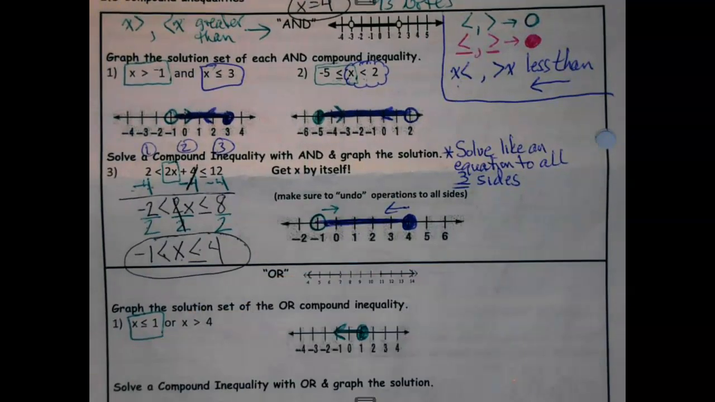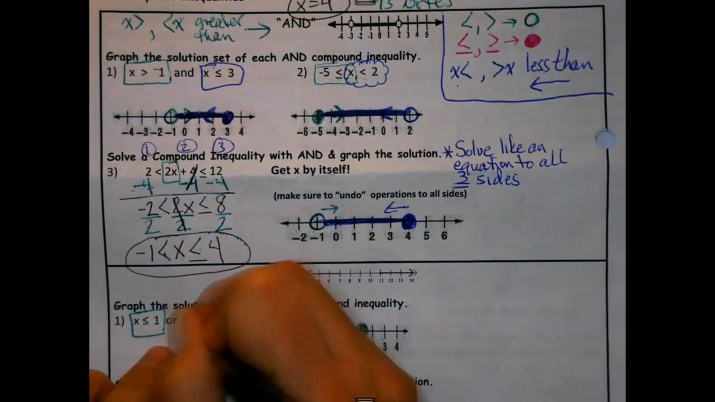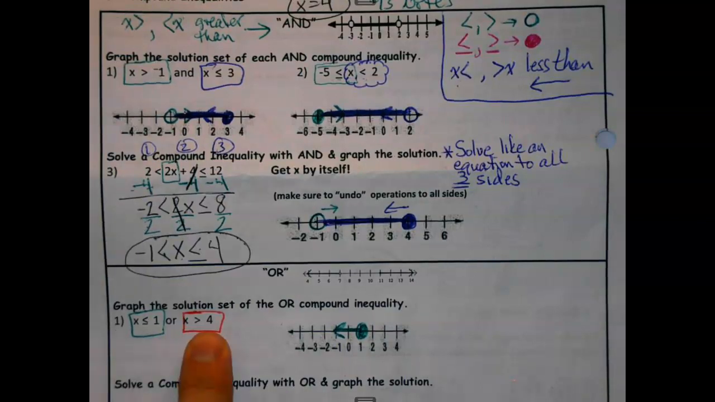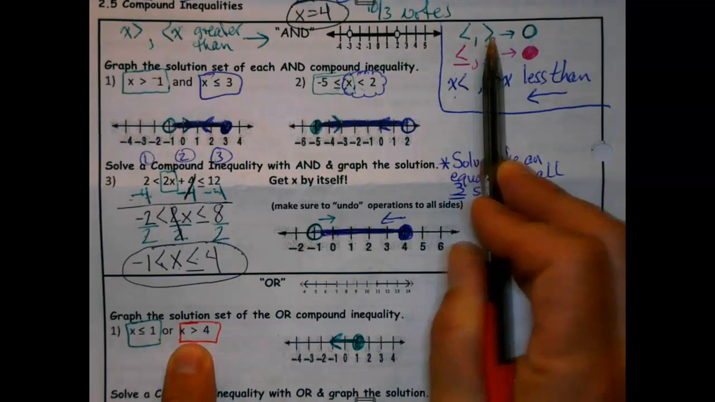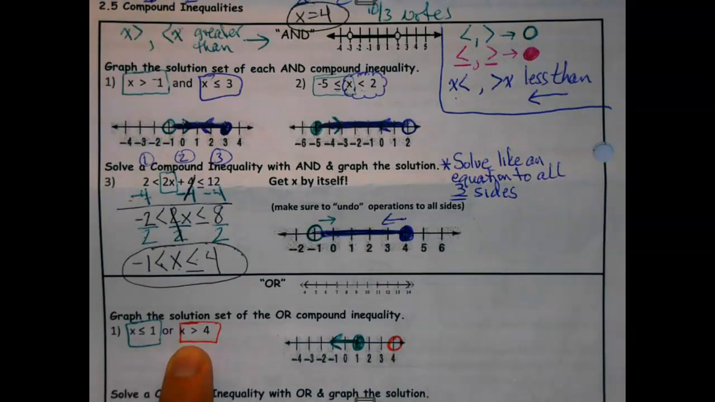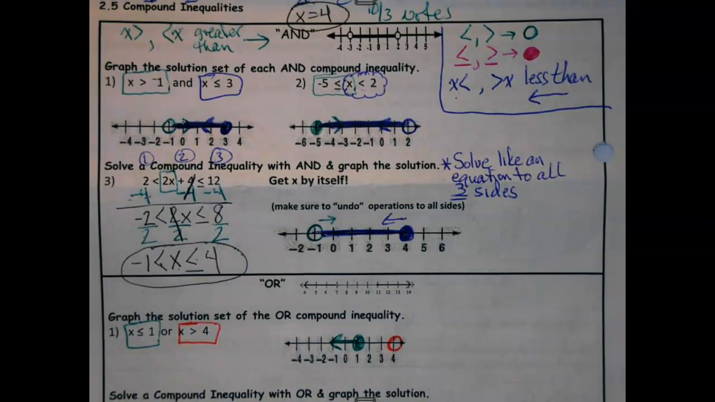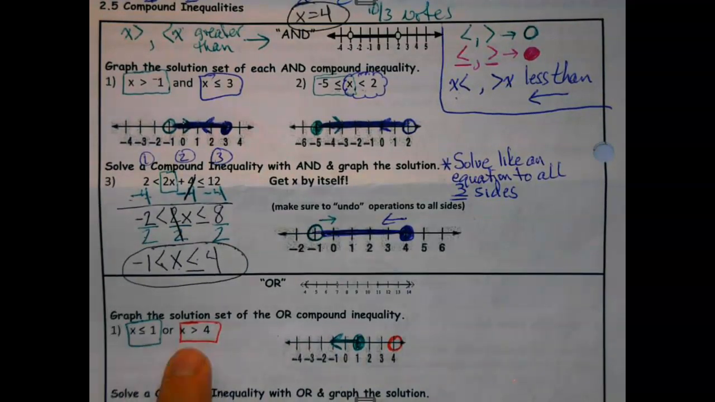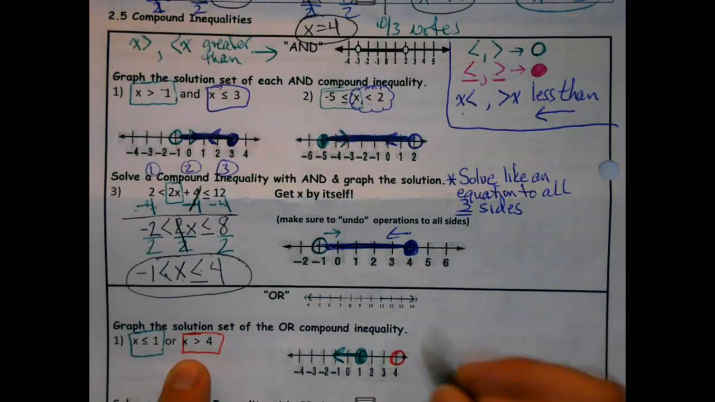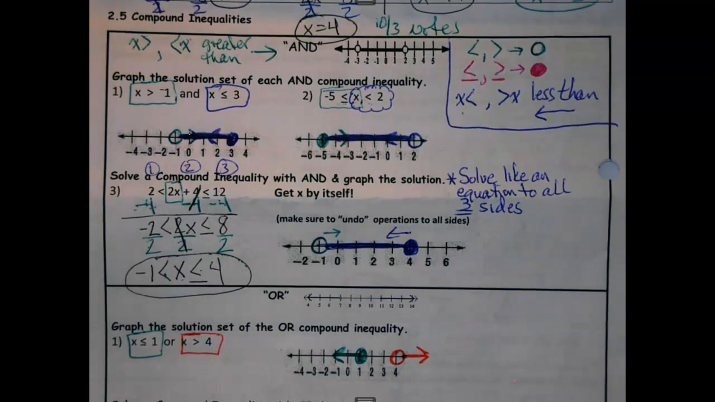When I go to do my other one, my pen doesn't want to cooperate. Let's try again here. When I get here, I'm going to be at 4. Since there is no line underneath, we're going to have an open circle. And since the arrow is eating x, chomping it, getting greater or larger, the arrow goes to the right. There's our difference from yesterday into today. Yesterday, the arrows came together when we had and, but now, when it's or, the arrows go out.